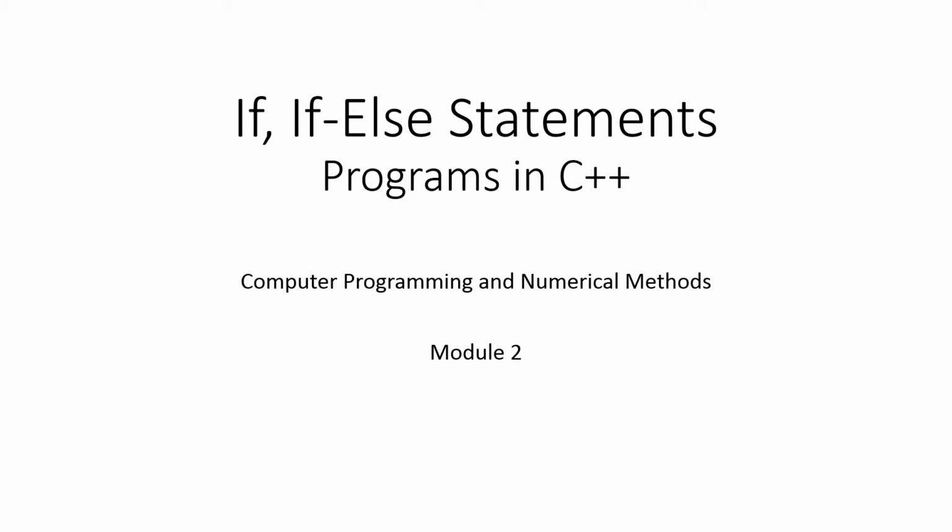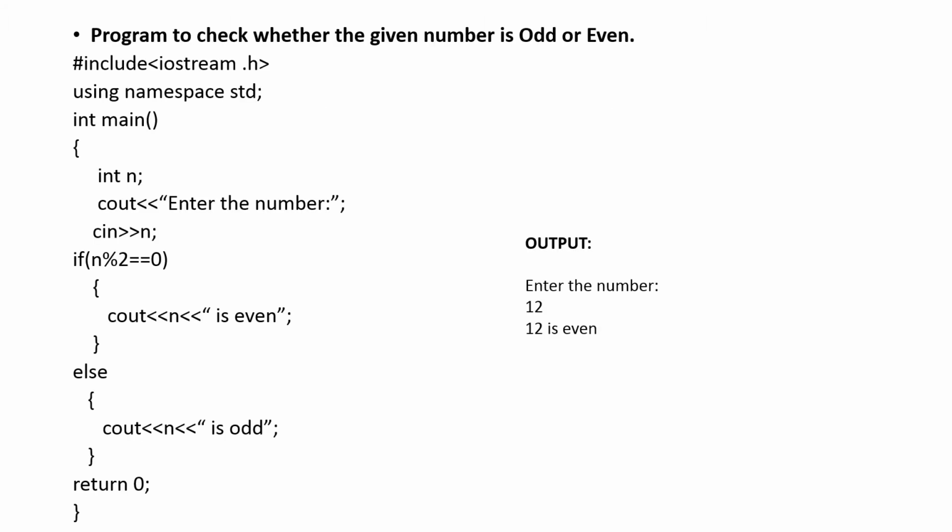Now let's see some programs in C++ for if and if else statements. First, let's see the program to check whether the given number is odd or even. Before writing the program itself, you have to decide how it is to be done.